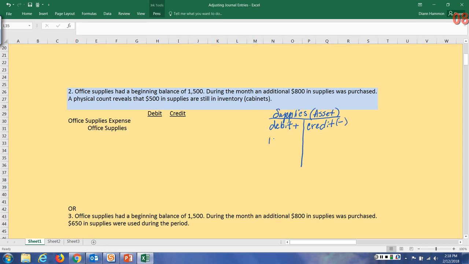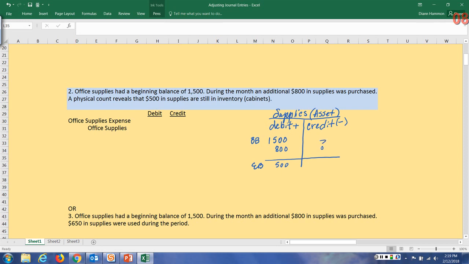So let's put in the numbers they give us. So $1,500 was the beginning balance. I'm just going to designate that as BB. And then we had some purchases through the year of $800. And now they tell us that there is an end balance. So I'm going to call this EB, ending balance, $500.